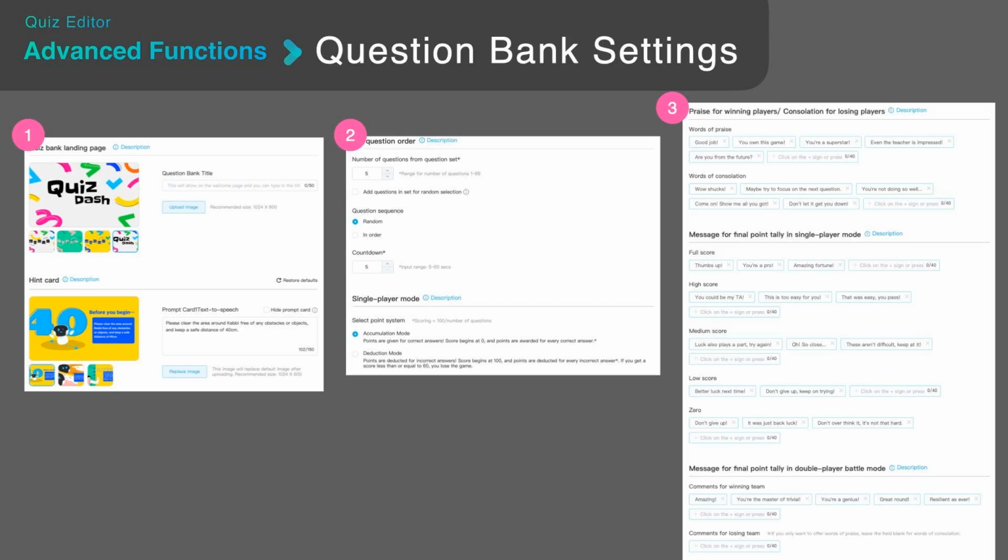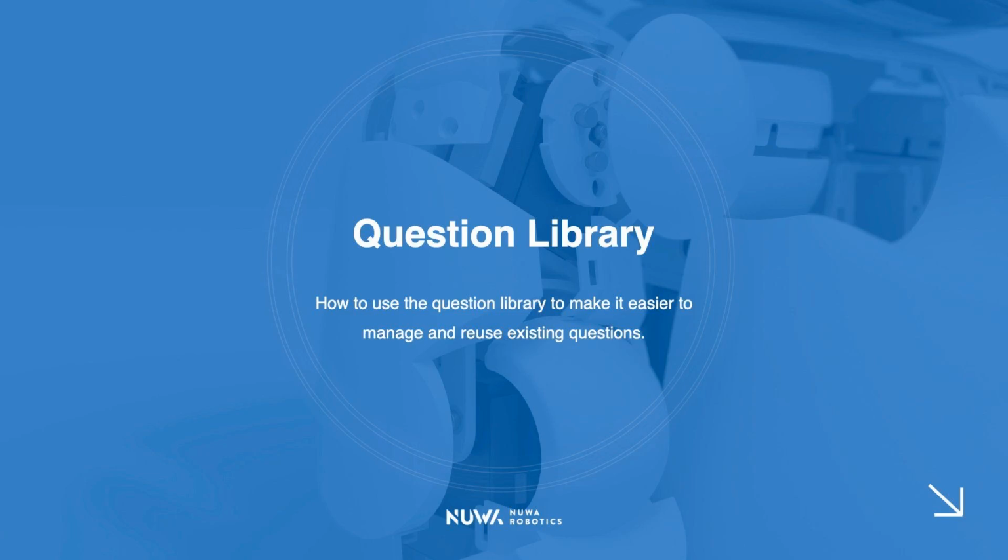The third section allows you to set the words for winning and losing games. It also allows you to set the messages for final point. When players are playing, the robot will randomly select a response from the content that you set to react to the player's performance.